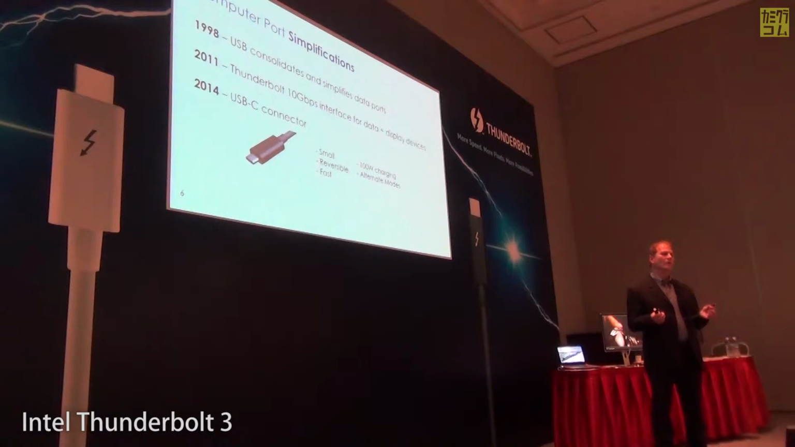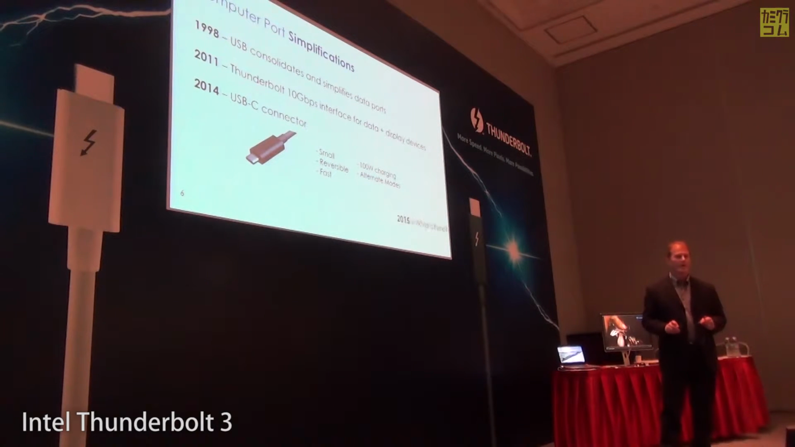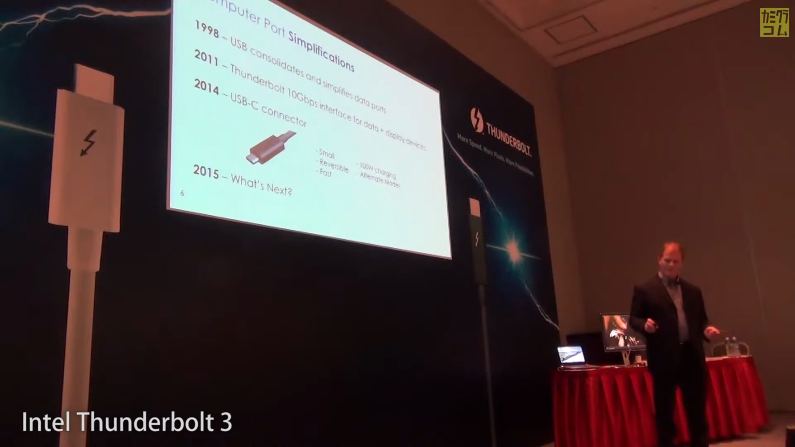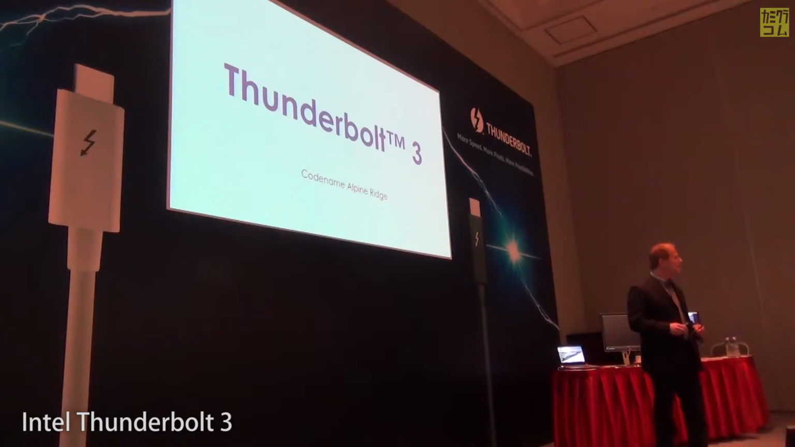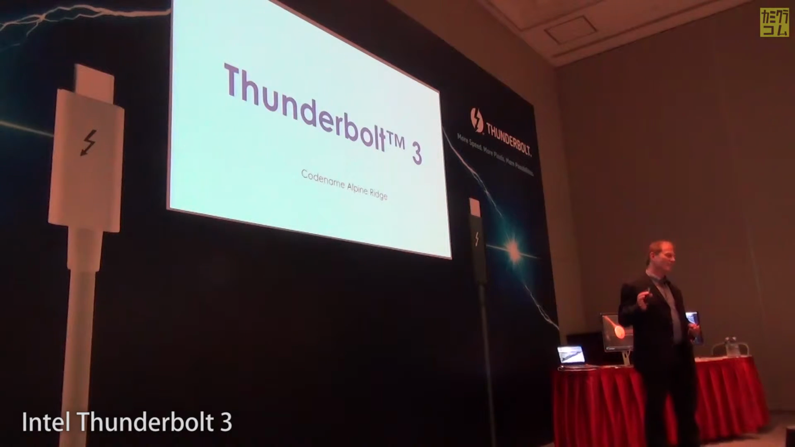Over the same cable alongside USB. And that's what we've done with Thunderbolt 3. So we say, what's next? And Thunderbolt 3 is what we've done. This brings Thunderbolt to the USB-C connector. Now, the code name for this is Alpine Ridge. Some of you may have heard or seen that before. So that's the Intel solution for Thunderbolt 3.